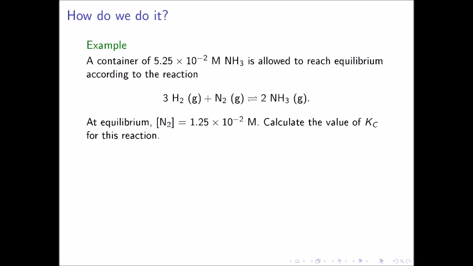Now that we've seen one example, let's work a second. A container of 5.25 times 10 to the minus 2 molar ammonia is allowed to reach equilibrium according to the reaction 3H2 plus N2 going to 2NH3. At equilibrium, the concentration of N2 is found to be 1.25 times 10 to the minus 2 molar. Calculate the value of Kc for this reaction.